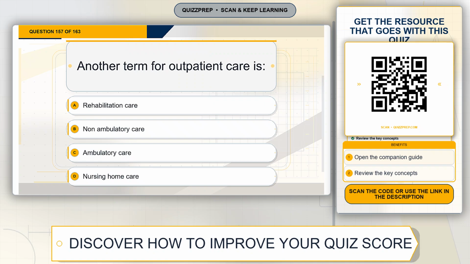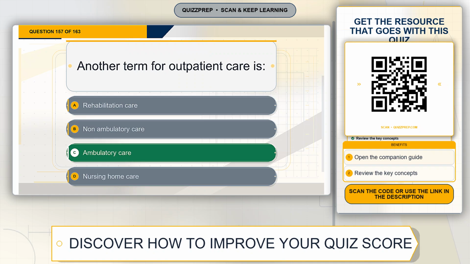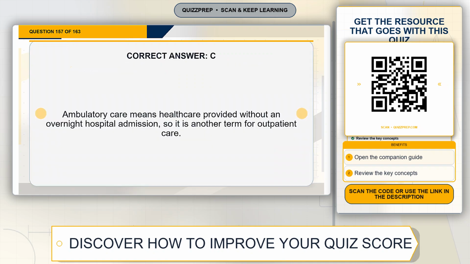Question 157. Another term for outpatient care is option A, rehabilitation care. Option B, non-ambulatory care. Option C, ambulatory care. Option D, nursing home care. The correct answer is option C, ambulatory care. Explanation. Ambulatory care means healthcare provided without an overnight hospital admission, so it is another term for outpatient care.